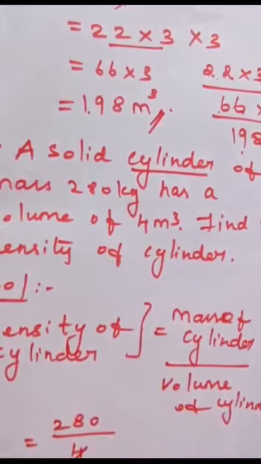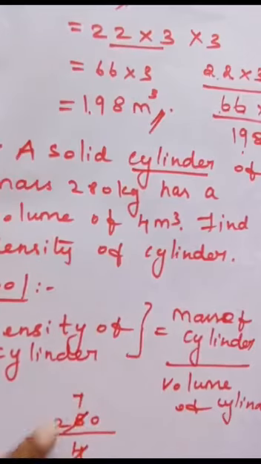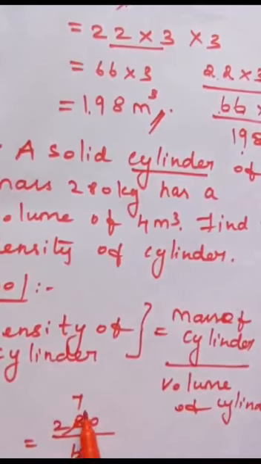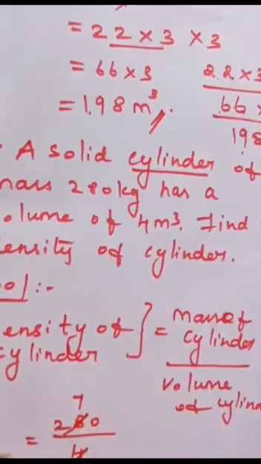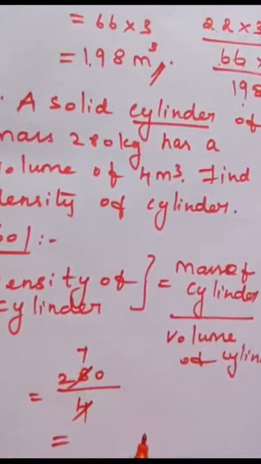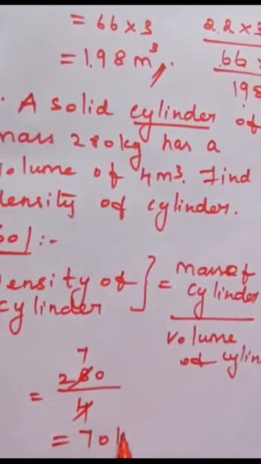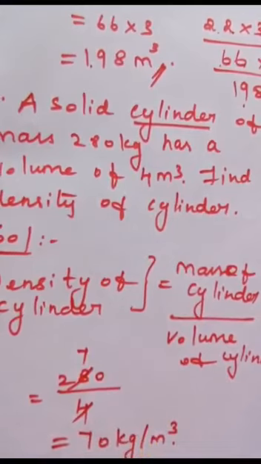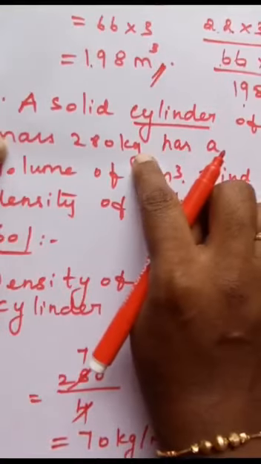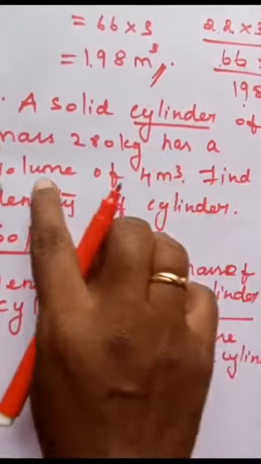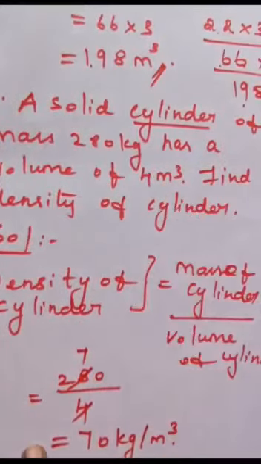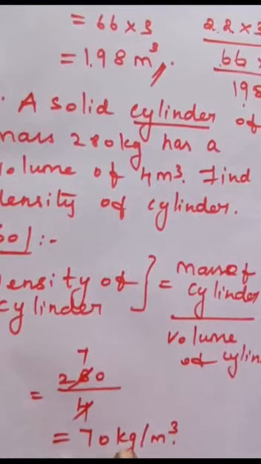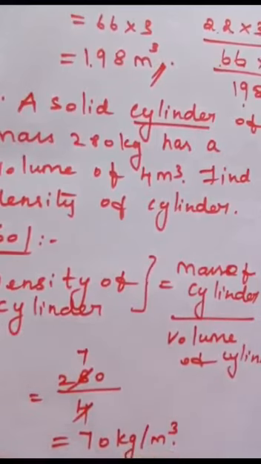Finally, you have to divide this 280 by 4. When you divide, what will you get? 7, right? In the 4 table, if you divide this 280, the value is what? 7. 28, 7 times. Here 0 is there. So the answer for density of cylinder is 70 kg per meter cube, because the unit of mass is given in kg, and the volume unit is meter cube. When we write this density, we'll be writing 70 kg per meter cube. Clear? This is our fourth problem.